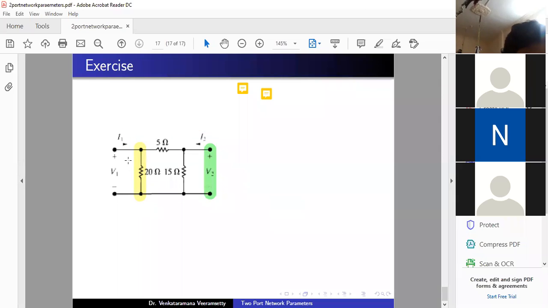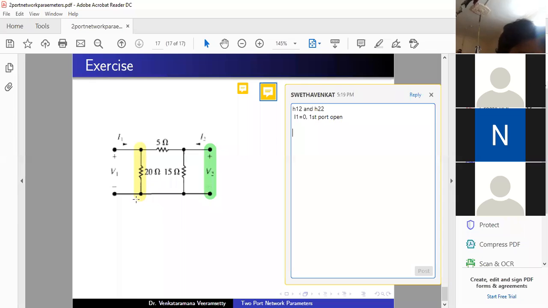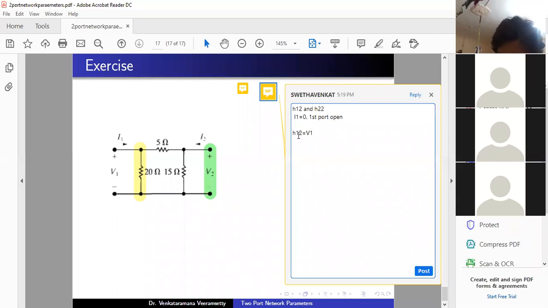So the first port must be open. That means I1 equals 0. Now feed the voltage V2 at the second port, then the current is I2. If you want to calculate H12, the formula is H12 equals V1 by V2, and H22 equals I2 divided by V2.